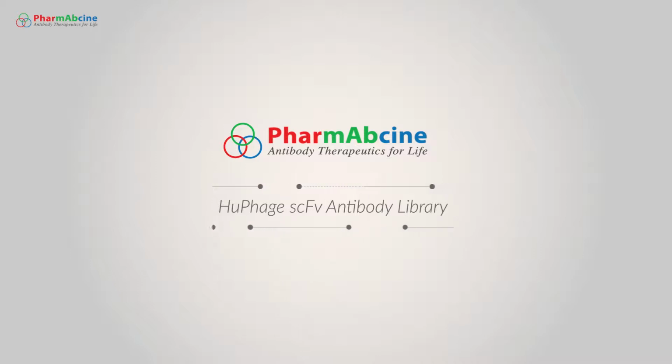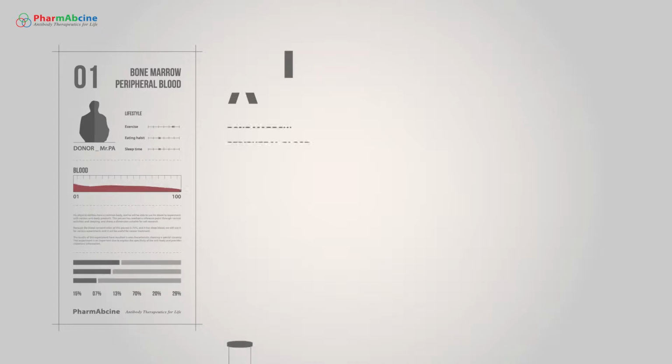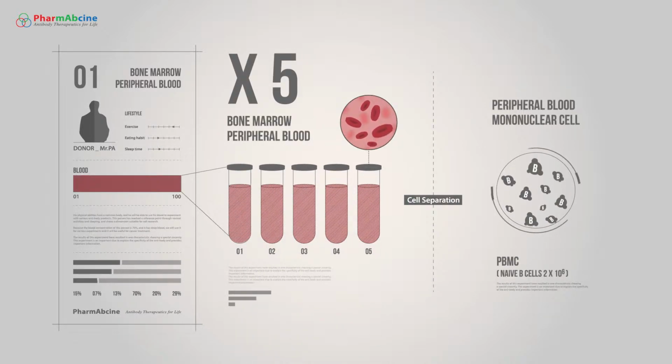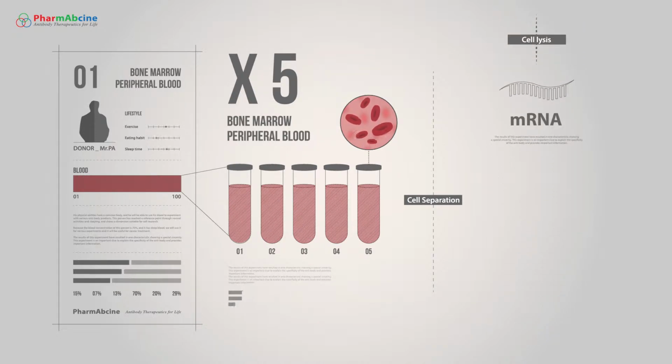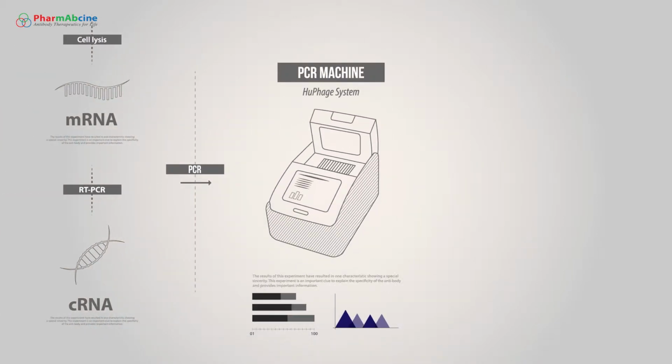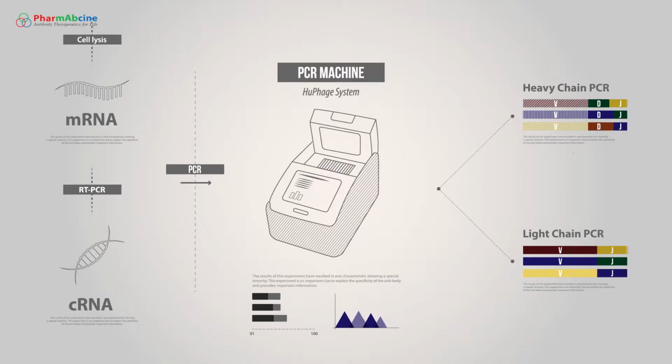HuPhage scFv Antibody Library. PharmAbcine's HuPhage scFv Antibody Library secures blood from 5 people, separates their peripheral blood mononuclear cells, and extracts their mRNA in order to gain cDNA. Using cDNA as a template, we engage in a PCR process to amplify heavy chain and light chain variable region DNAs.